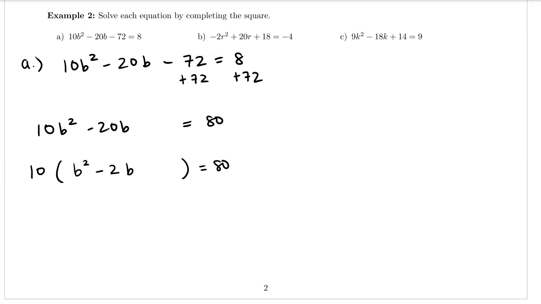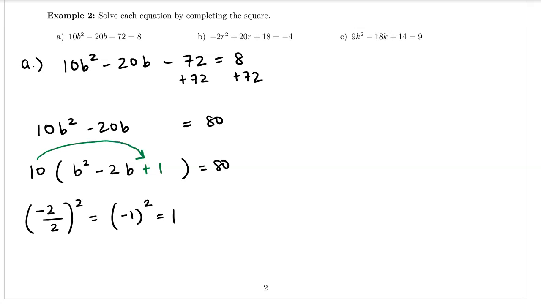I'm leaving this blank space here because now we're going to complete the square like we've done previously. So I'm going to take my b value, which is negative 2 in this case, divide it by 2, and then square it. Negative 2 divided by 2 is negative 1. I'm going to square that, and that gives me 1. So in my blank space, I'm going to put a plus 1. What's really happening is I'm not actually adding plus 1. In reality, I'm adding plus 10.